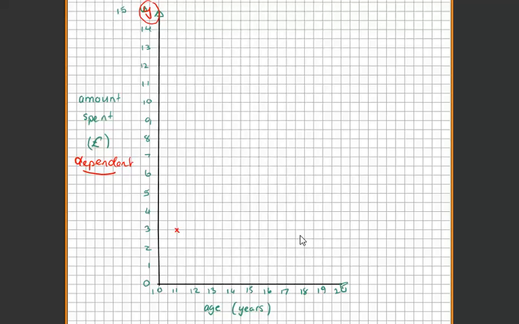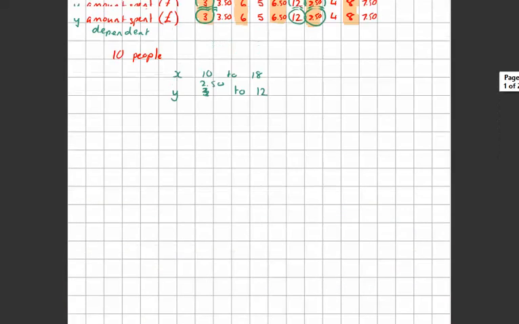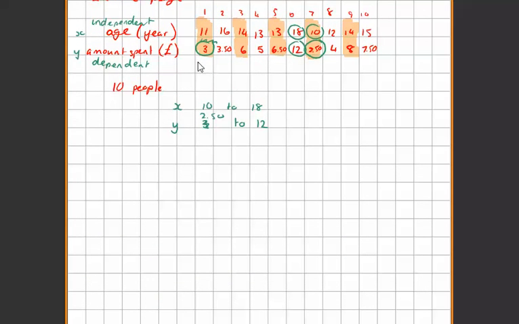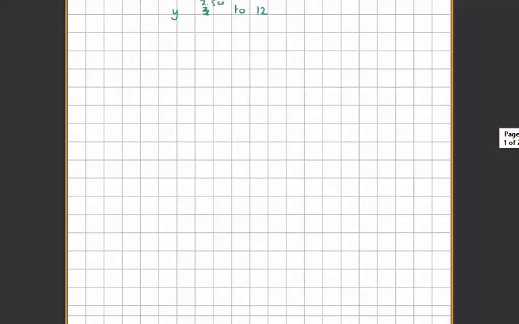Is it like an 11-year-old spent £3 and a 10-year-old got a spider in town? No, I haven't missed it. I've done that one. I'm going to go one at a time. The 16-year-old spent £2.50.